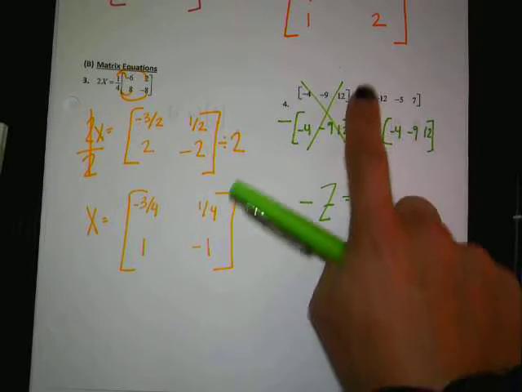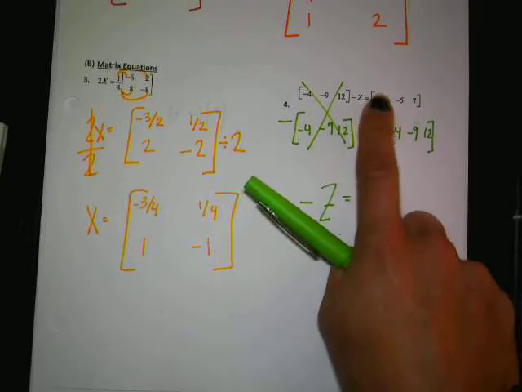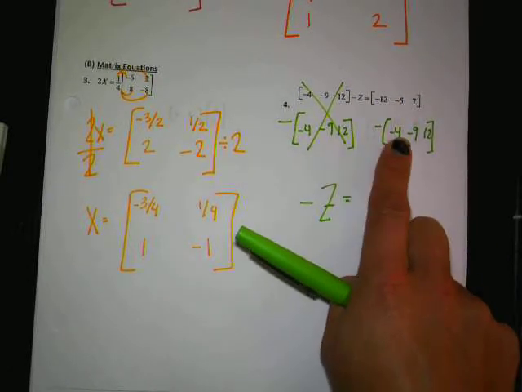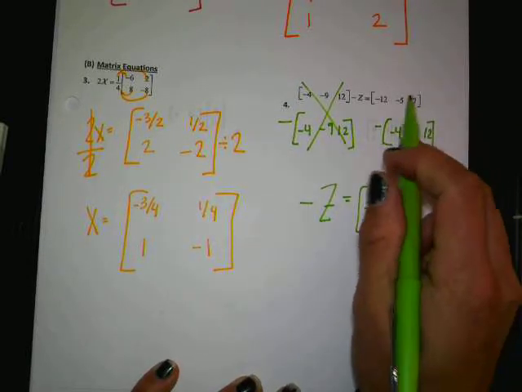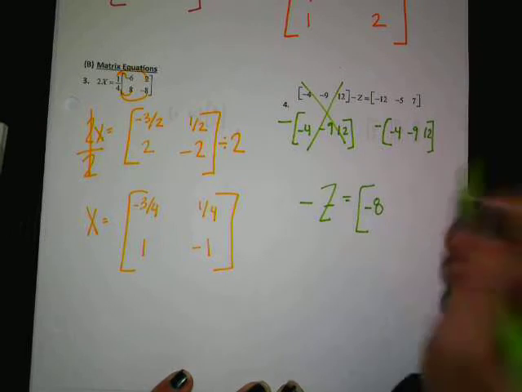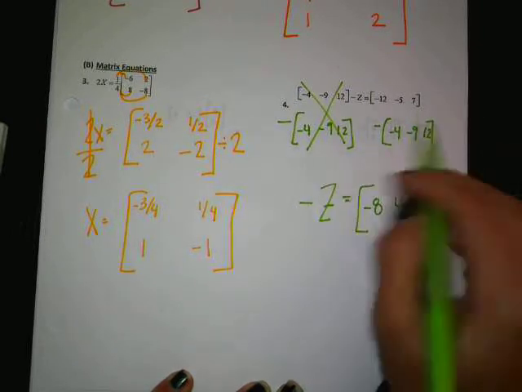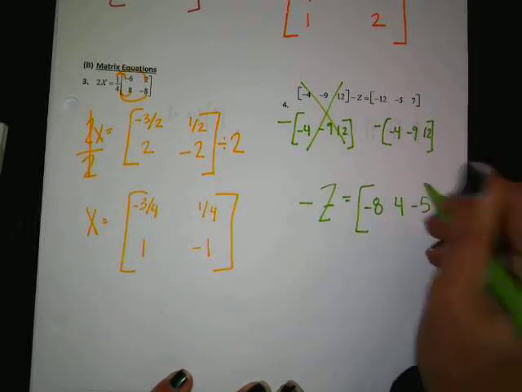All right, all of these we're going to subtract. So negative 12 minus negative 4 is negative 8. Negative 5 minus negative 9 is 4. And 7 minus 12 is negative 5. Very good.